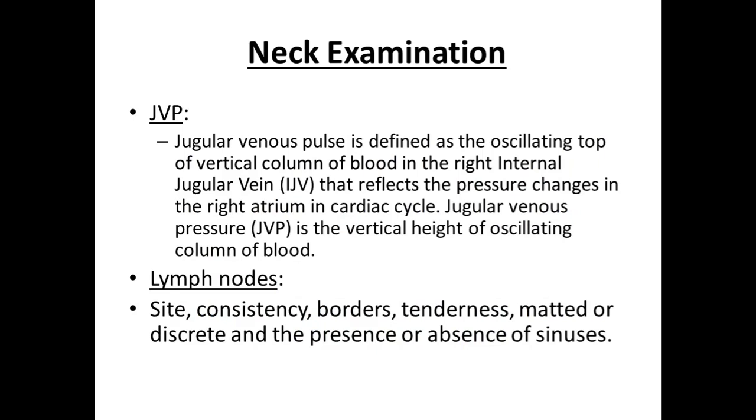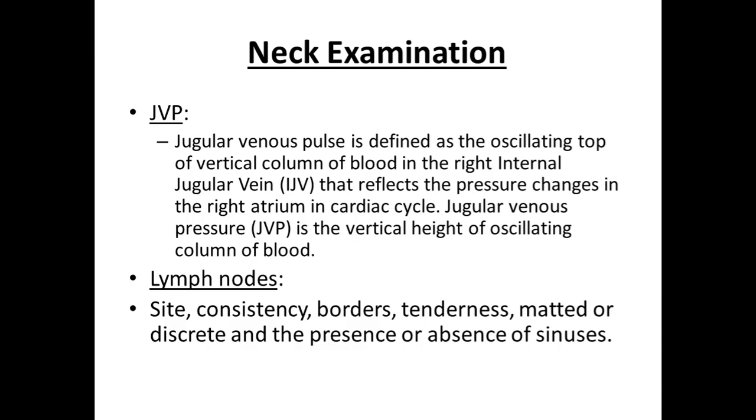Then we examine the neck as a part of the general examination. We have to concentrate on the JVP, jugular venous pressure, which means checking the pressure in the right internal jugular vein, which is medial to the sternocleidomastoid, and it gives us the changes in the pressure in the right atrium during the cardiac cycle.